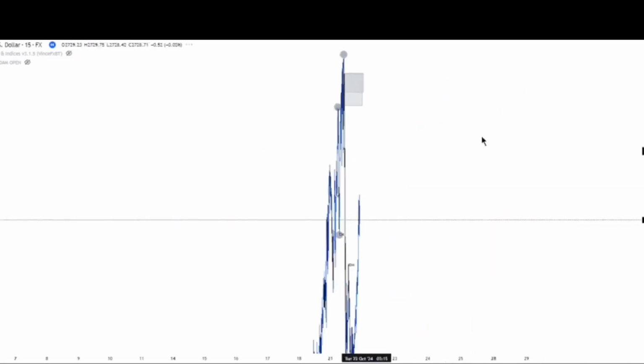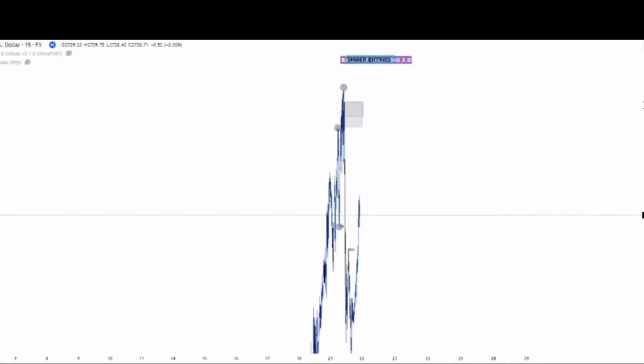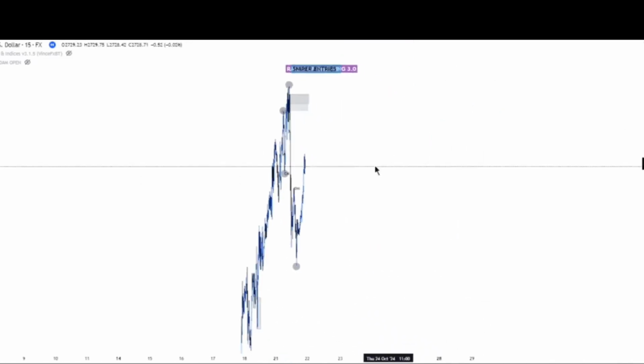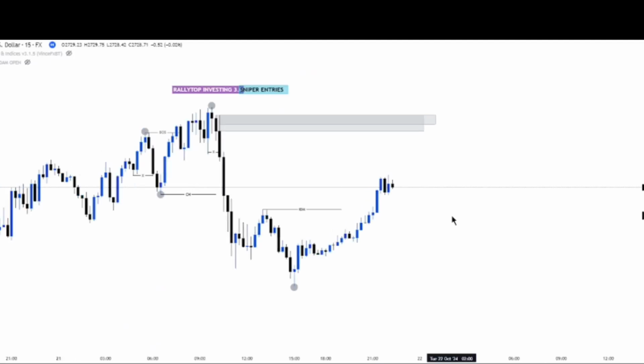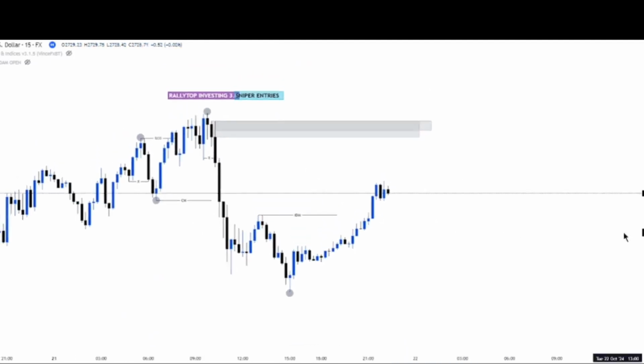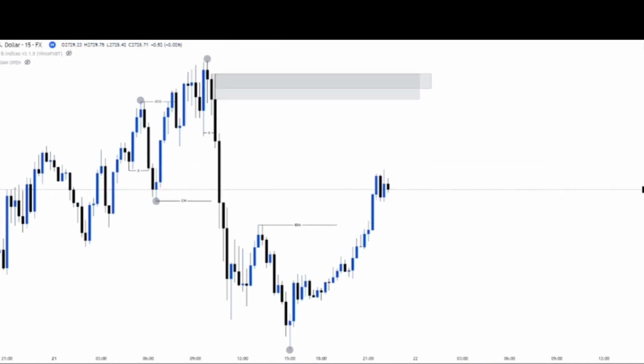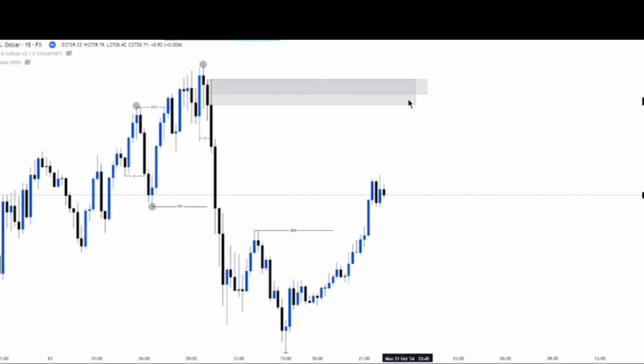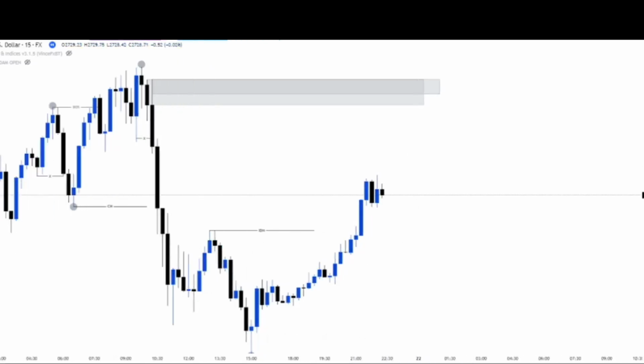Now that we have refined that area of interest, let's see what happens there. Okay. So this is that area of interest that we have refined to. Now, let's continue to play price and see what happens.